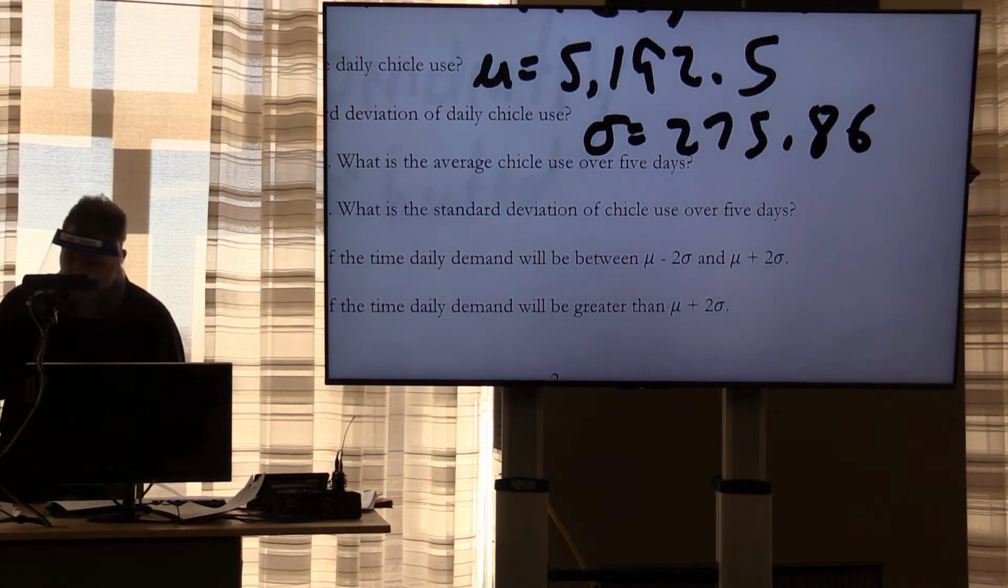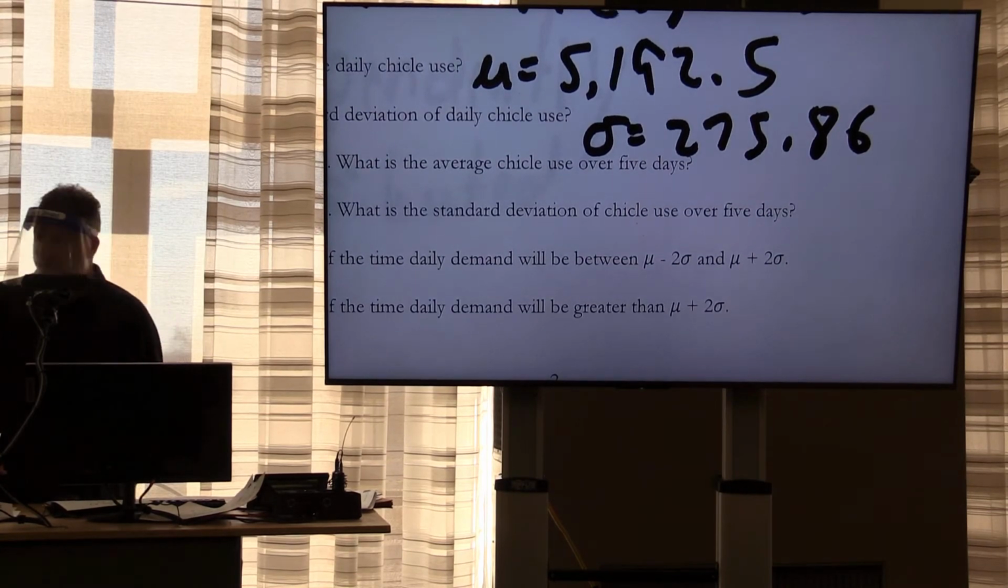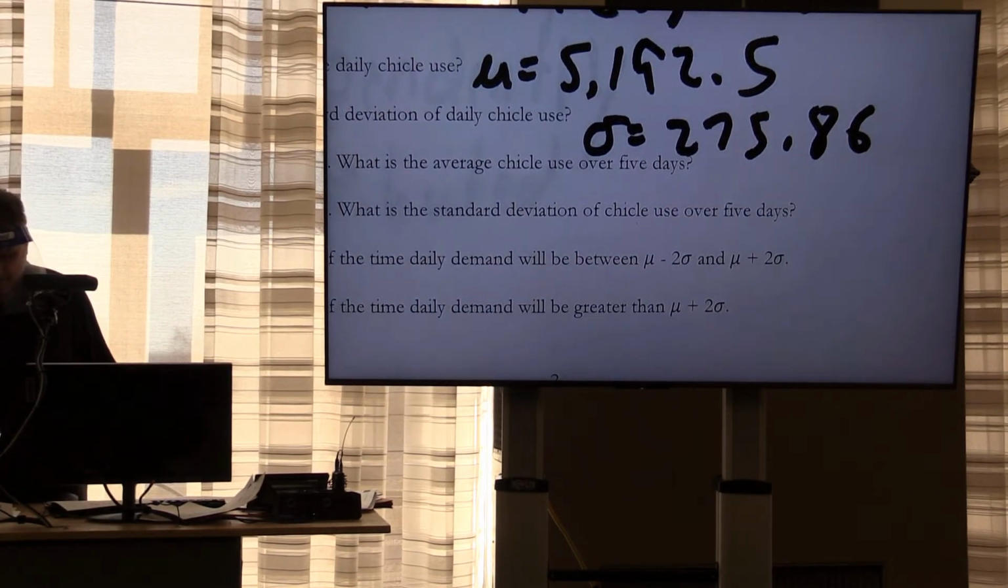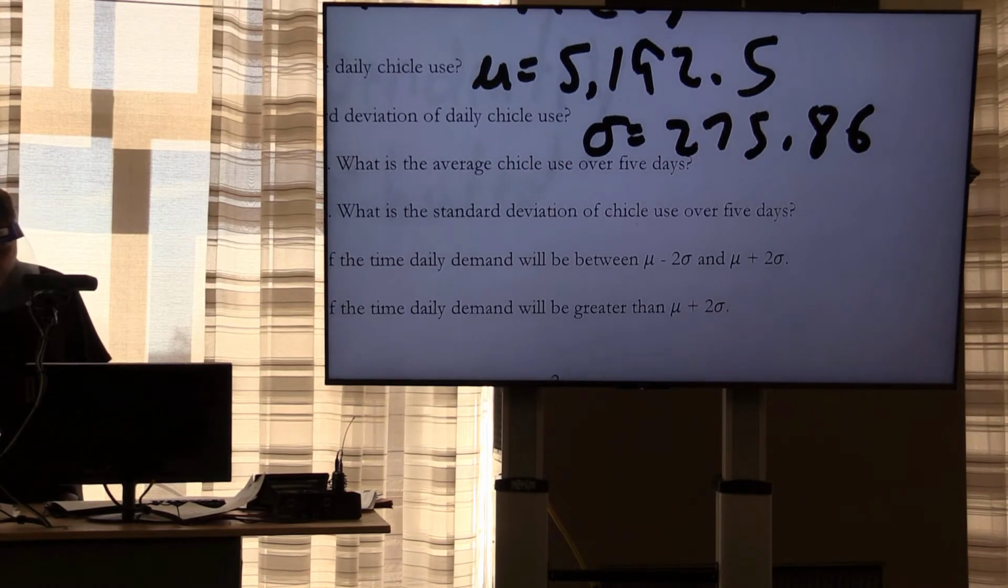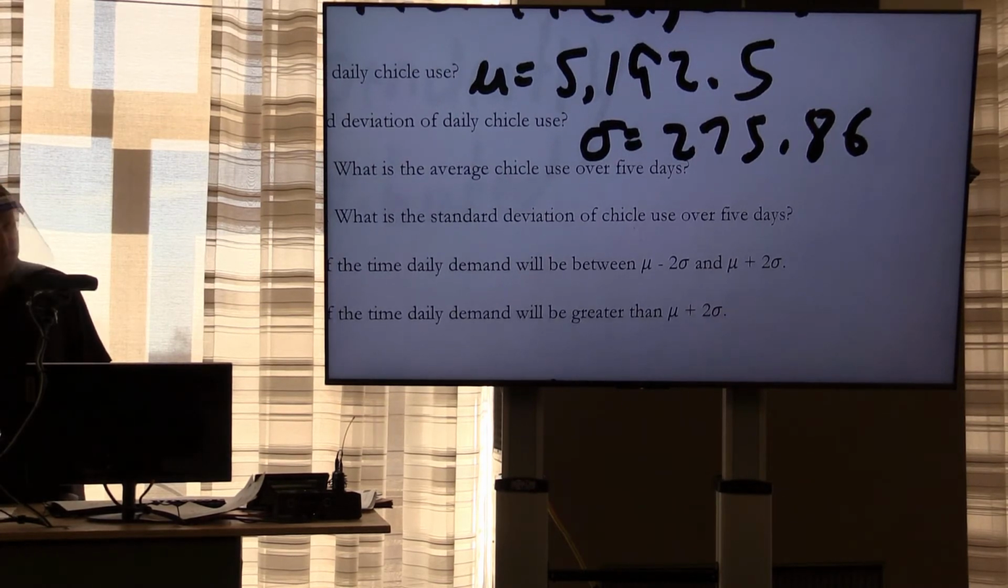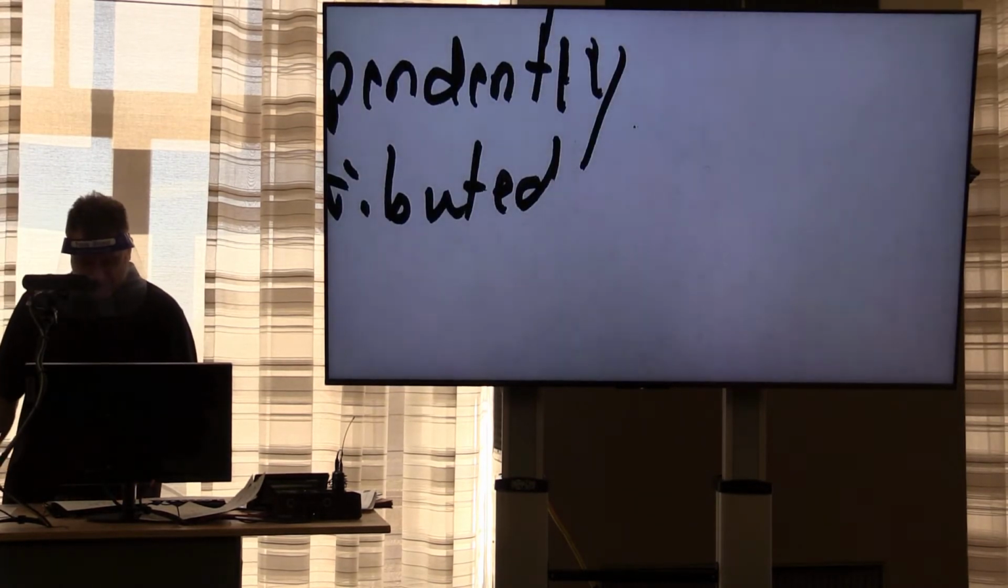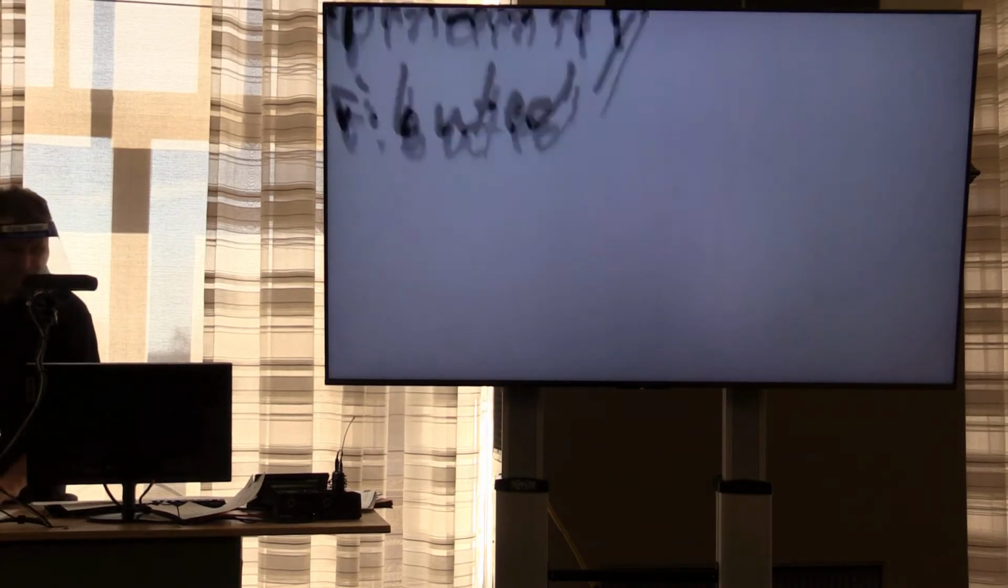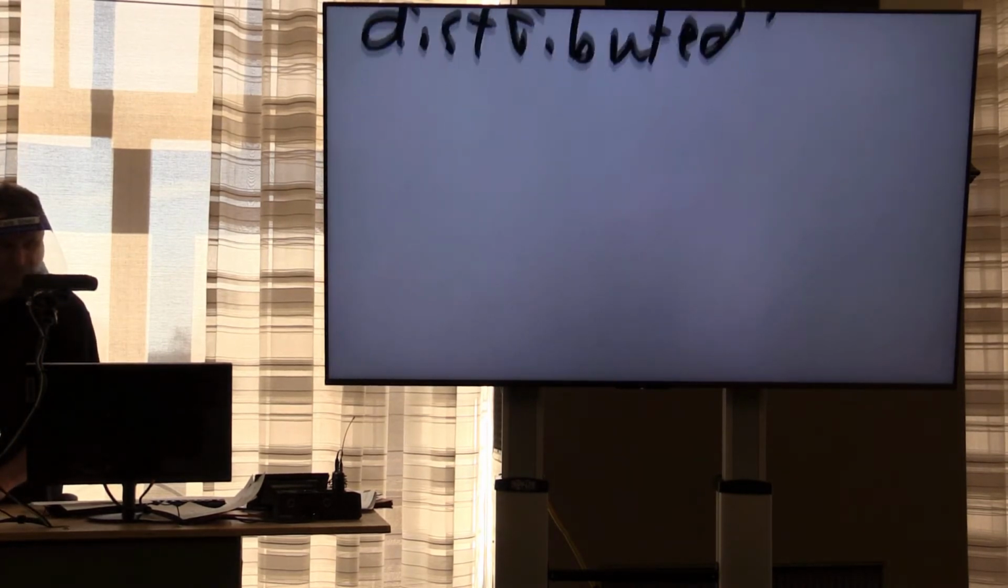Now for answer number 5 and number 6, that's what's particularly important. Now I'm just going to show you something real quick about this. So our lead time here is 5 days, and number 5 says what's average chicken use over 5 days, what's standard deviation of chicken use over 5 days. And remember the coffee shop example.